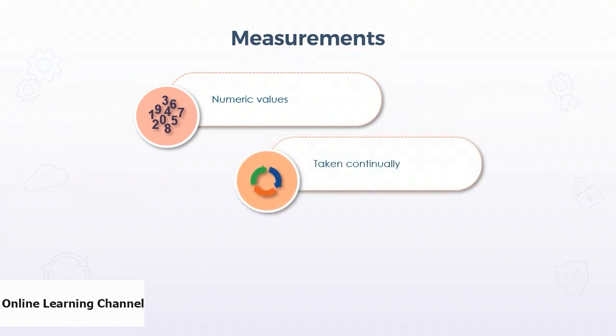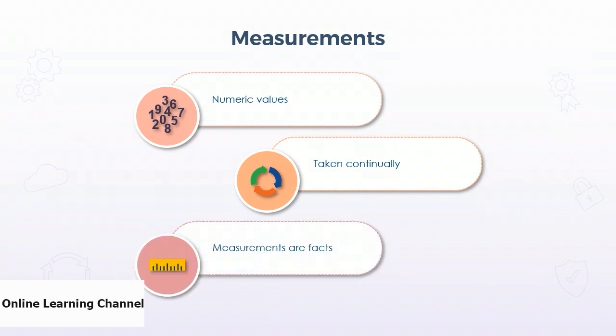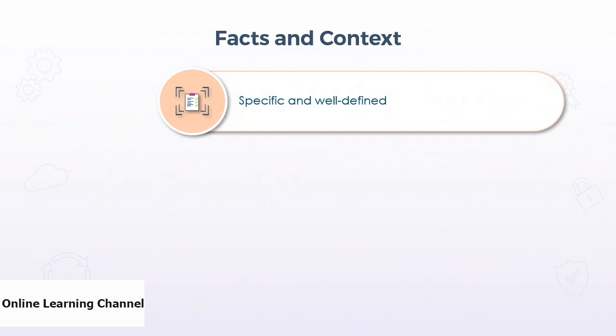Measurements are taken on a continual basis, say once every 10 minutes for a thermostat. Each measurement results in a new value. Another term for measurements is facts. Facts are values that are very specific and well defined. For instance, the thermostat temperature measurement, or fact, at a given point in time was 67.3.